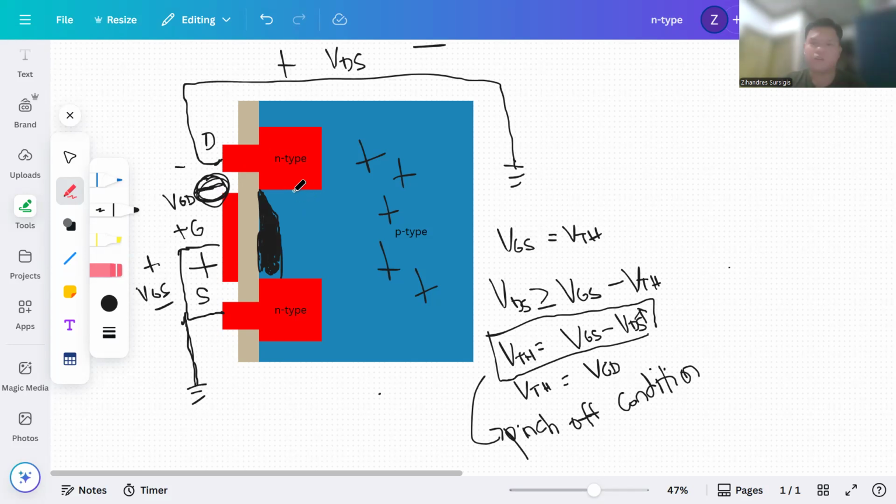the tendency is that the electrons in the inversion layer will get pushed deep into the substrate, just like what happened to our holes earlier. If the electrons get pushed off, of course the width of our channel decreases. That's why there is a portion here that looks cut off. That's because of that. Okay.